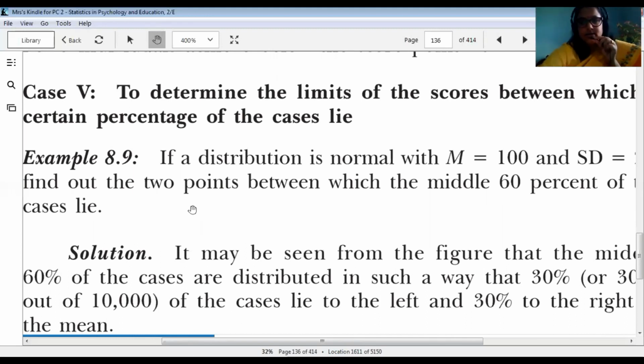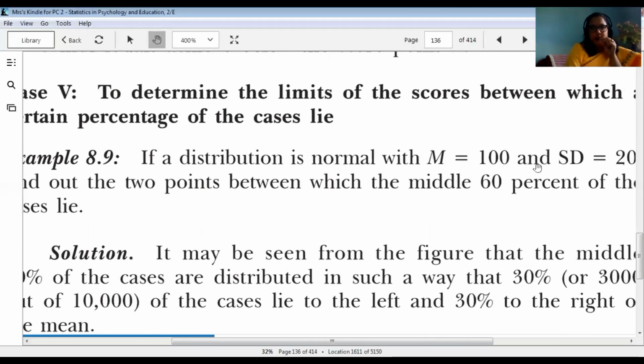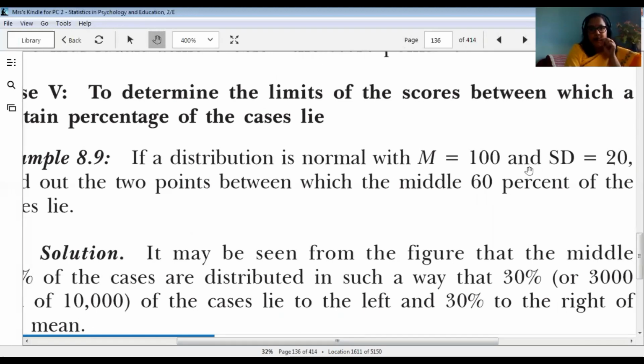If a distribution is normal with mean equal to 100 and SD equal to 20, then find the two points between which the middle 60% of the cases lie.